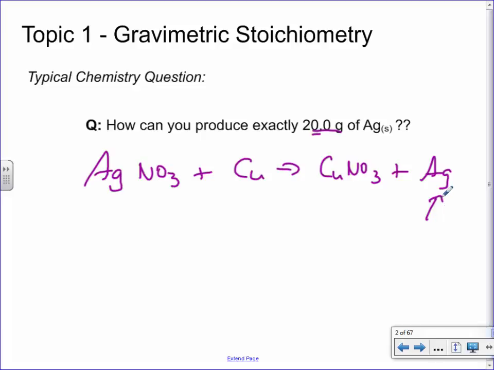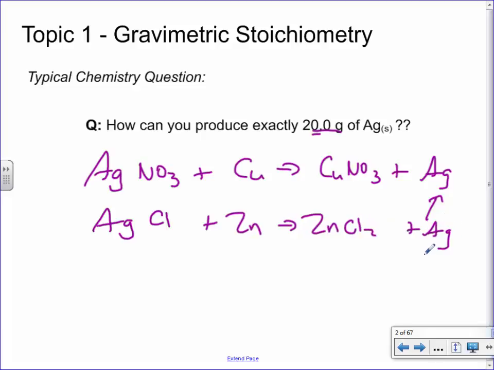But here's some practical questions. Did it have to be silver nitrate? Could I have done this with silver chloride? Probably. Did this have to be copper right here? Well, let's say I made it zinc. Well, then wouldn't this make it zinc chloride and silver? That's not us, is it? No good. Do you see how I've managed to find two different equations? Both of these equations produce silver. Does that make sense? So there's not necessarily one right answer.